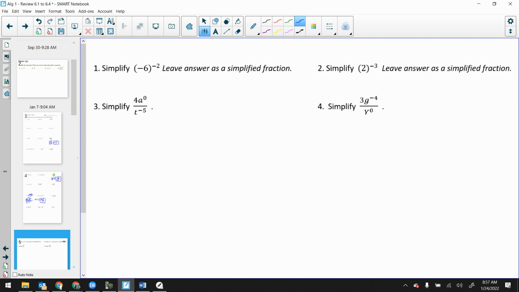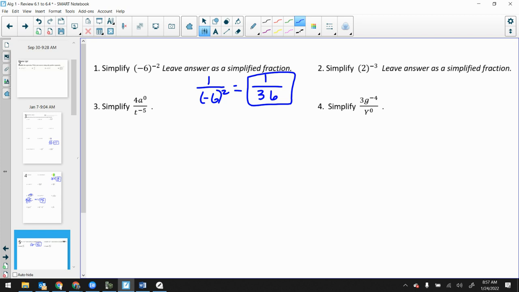Number 1 here, negative 6 to the negative 2nd power. Can anybody just tell me what the answer should be? Nathan? Negative 1/6 raised to the second power. I'm going to say, 1 over negative 6 squared, and then you have to actually take 6 to the second power, which is 1 over 36. Okay? That's what I wanted to get to.